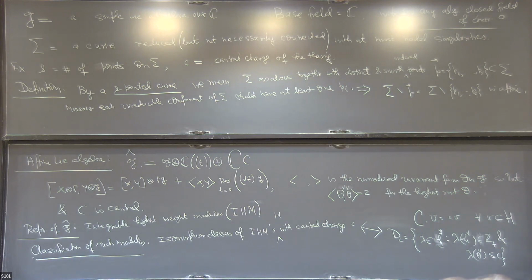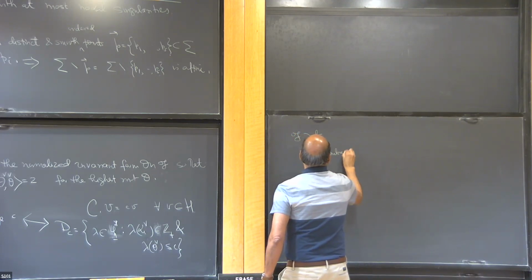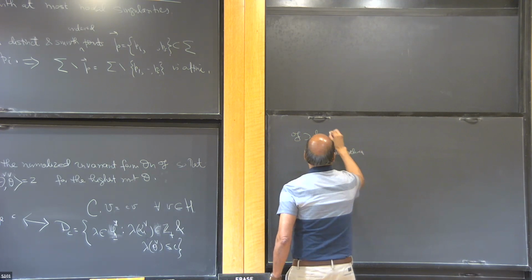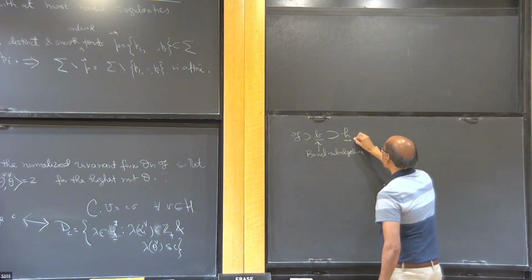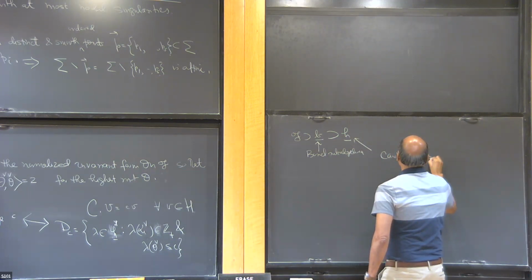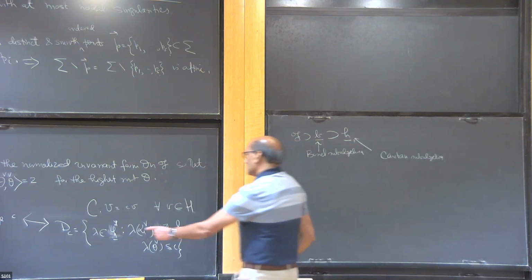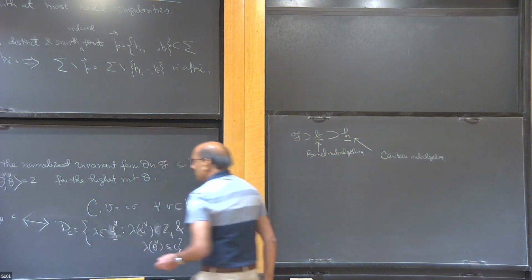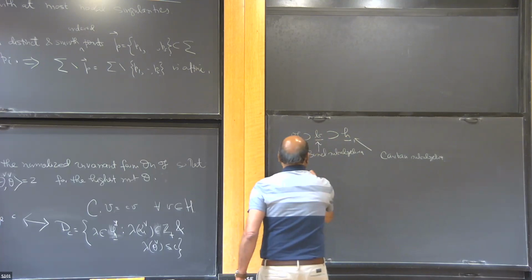First of all, for g, I am fixing a Borel subalgebra and a Cartan subalgebra. So this is the Borel subalgebra, this is the Cartan subalgebra. This set D_c is by definition all those linear forms on the Cartan subalgebra such that alpha_i are the simple roots.